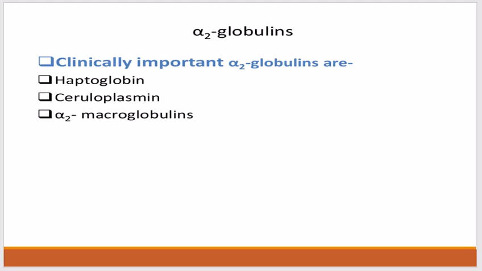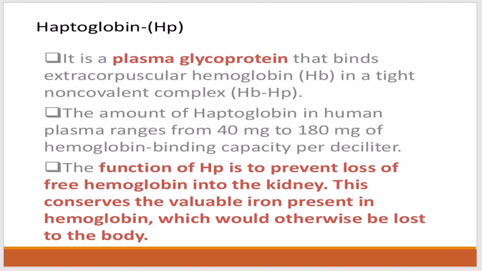Now, starting with the alpha 2 globulins, the haptoglobin. It is a plasma protein which is primarily synthesized by the hepatocytes. It exerts a broad range of anti-inflammatory activities and acts indirectly as a bacteriostatic agent and an antioxidant by virtue of its ability to bind free hemoglobin and to facilitate its immediate clearance by the macrophages.